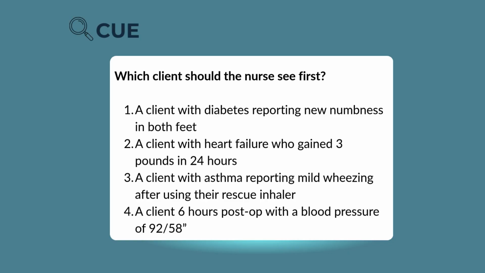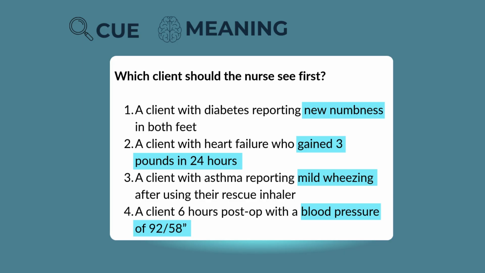Start with the cues. The client with diabetes has new numbness in both feet. The heart failure client gained 3 pounds in 24 hours. The client with asthma is having mild wheezing after using their rescue inhaler. And the post-op client has a blood pressure of 92/58. Now let's interpret each cue and connect it to our priorities.